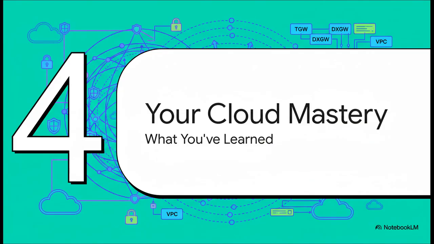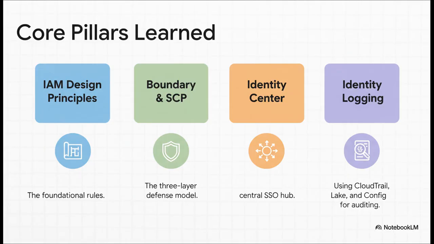So let's just pause for a second and recap, because you've just taken in a ton of really powerful information. You haven't just learned about a couple of AWS services. No, you've actually just grasped an entire enterprise-grade security philosophy. So think about what you understand now. You get the core design principles for IAM. You see why Identity Center is the absolute kingpin of this whole setup. You understand the power of that three-layer defense with boundaries and SCPs. And deep down, that comprehensive logging isn't just a nice to have, it's absolutely essential.